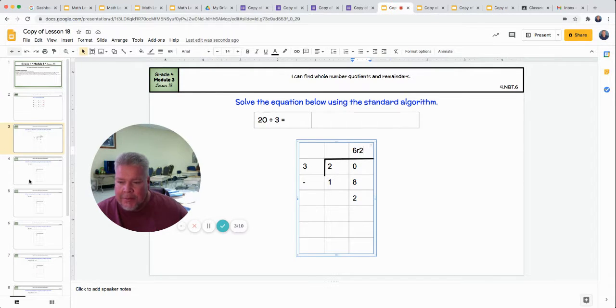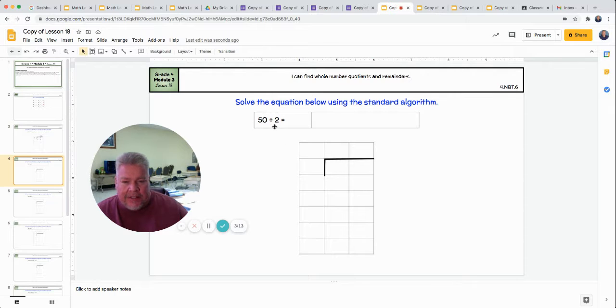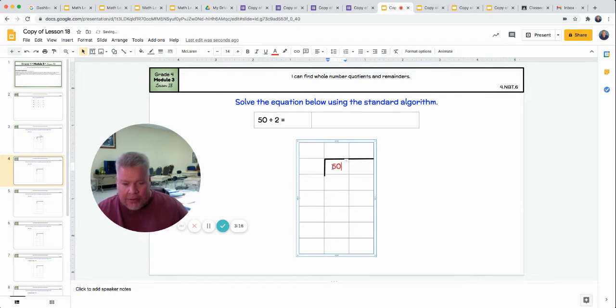Okay, let's go to the next problem. All right, this time we have 50 divided by 2. So let's put them where they belong. 50 under the box, and divided by 2. All right, let's go through the process again. How many 2s will go into 5? If we put a 3, 3 times 2 is 6. That's too many. So let's put a 2. 2 times 2 is 4. We put that under the 5 right there. And we've got to subtract. 5 minus 4 is 1. And then we've got to bring down that 0 right here.